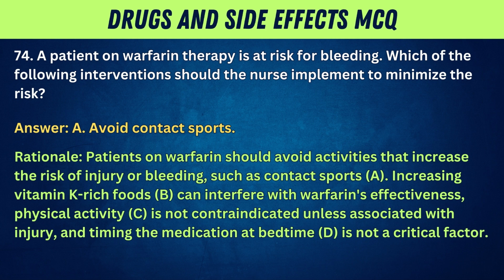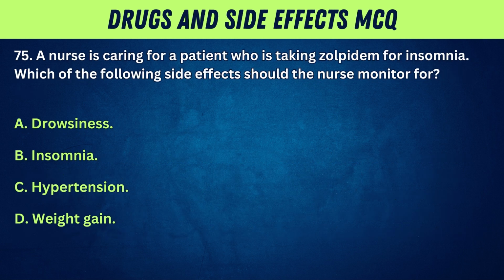Rationale: patients on warfarin should avoid activities that increase the risk of injury or bleeding, such as contact sports, A. Increasing vitamin K-rich foods, B, can interfere with warfarin's effectiveness. Physical activity, C, is not contraindicated unless associated with injury, and timing the medication at bedtime, D, is not a critical factor.